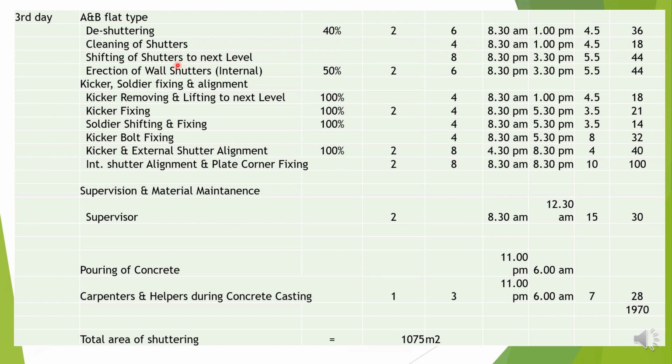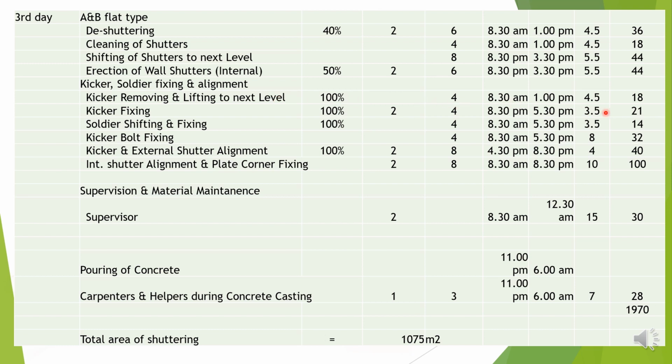Cleaning of shutters 4 helpers, 4.5 hours, 18 hours. Shifting of shutters to the next level, 8 helpers, 4.5 hours, 44 hours. Erection of wall shutters 50 percentage, that is 2 carpenters and 6 helpers, 5.5 hours each, 44 hours.